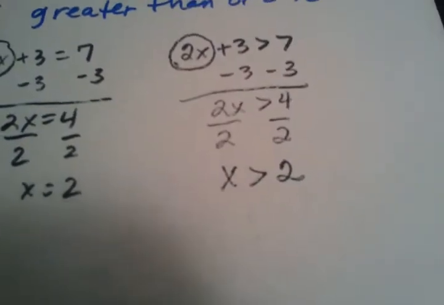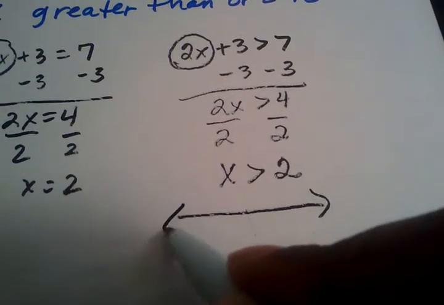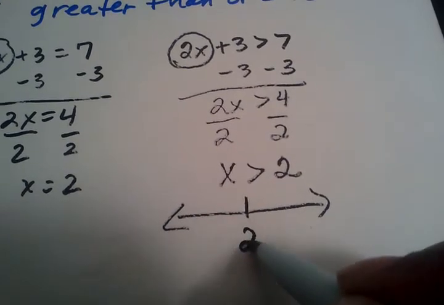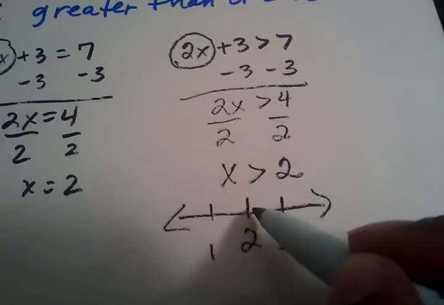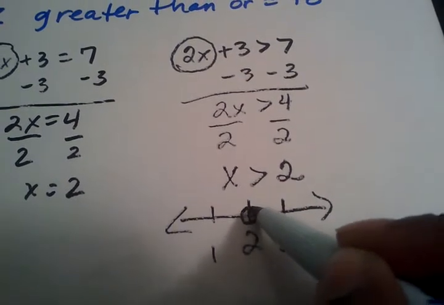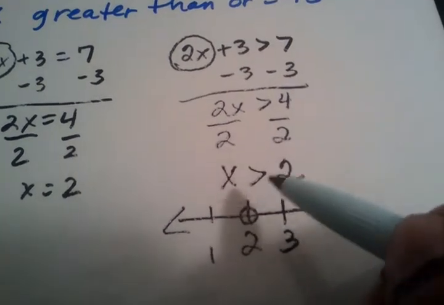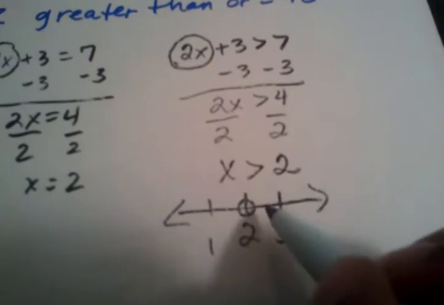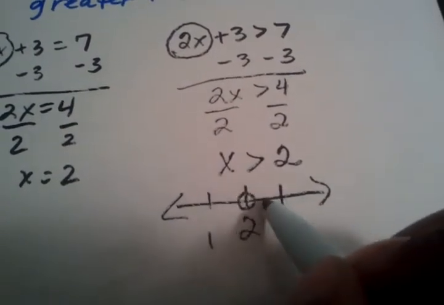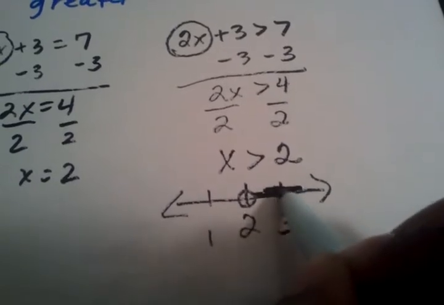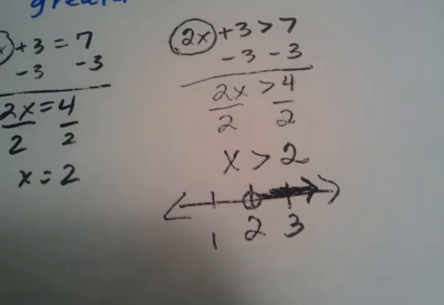So let's graph the solution. We're going to grab a 2 right here. We'll put 3 and then we'll put 1. And if you remember from last class, this is going to be an open circle because it's not included. The value has to be greater than 2, so it can't be 2. It could be 2.1, but it could not be 2. And since it says greater than, we're going to shade to the right. And so that would be a final answer there.